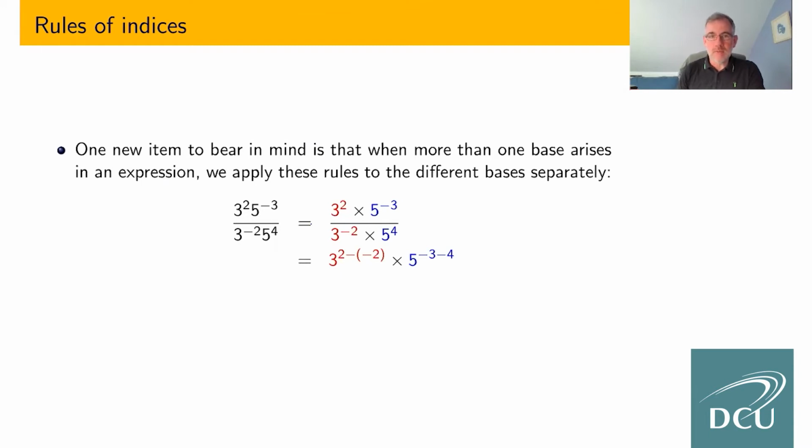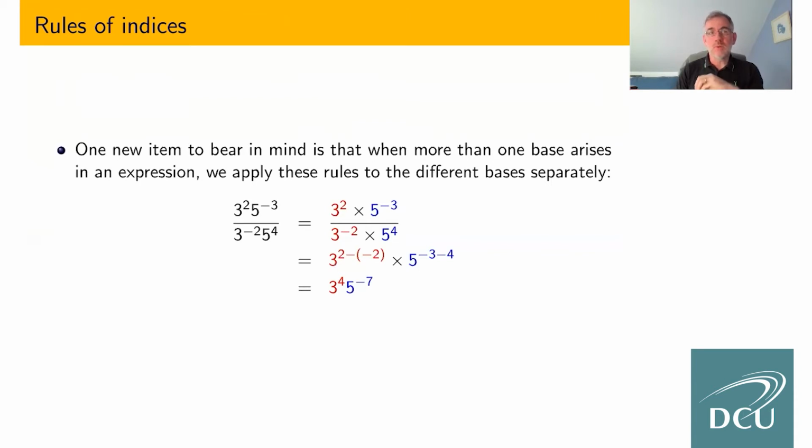the powers of 3 must be as shown. We have 3 to the power of 2 in the numerator, subtract the power that's in the denominator, following our rules of indices, and that's multiplied by 5 to the power of the power in the numerator, which is minus 3, and we subtract the power in the denominator, the 4. Tidying up, just by doing the addition and the subtraction, we see that we have overall 3 to the power of 4 times 5 to the power of minus 7. So the key point there is that when we have different bases, 3 and 5 in this example, we deal with their powers, we deal with their indices separately.